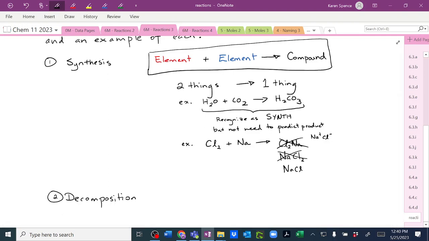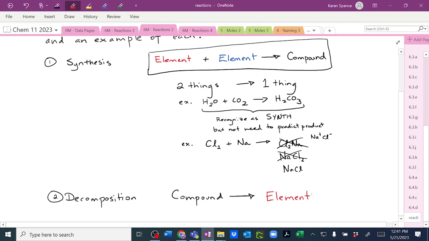What type of thing do we start with? We start with a compound, and it reacts to form two elements, element plus element.